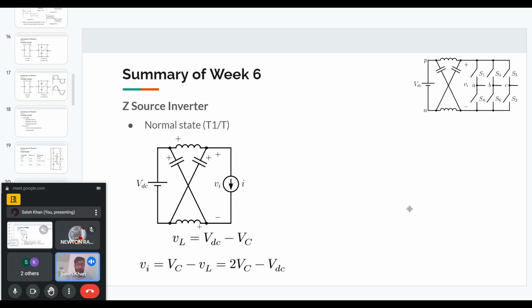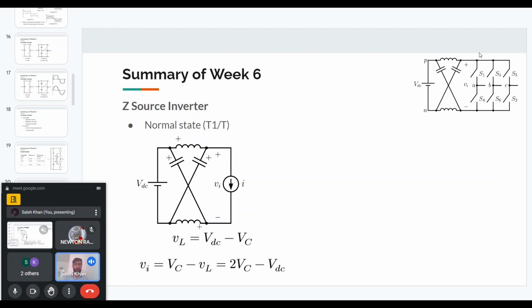There can be now different states of operation. I had mentioned previously that for the VSI, we cannot have both devices in a half bridge turned on because then we will get a short circuit of the input. But for the Z source inverter, because we have the impedance network between the source and the half bridges, even if we turn on the half bridge, we will not get a short. So it is possible to turn on these two devices at the same time. That is called a shoot through state.